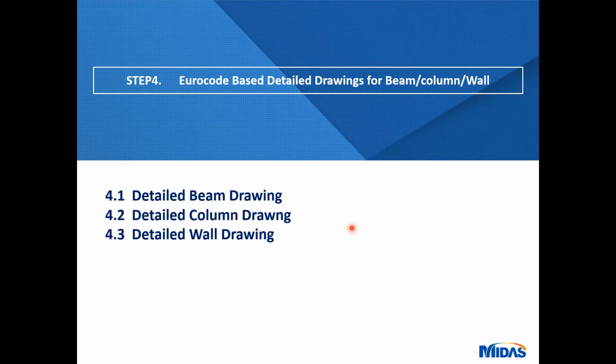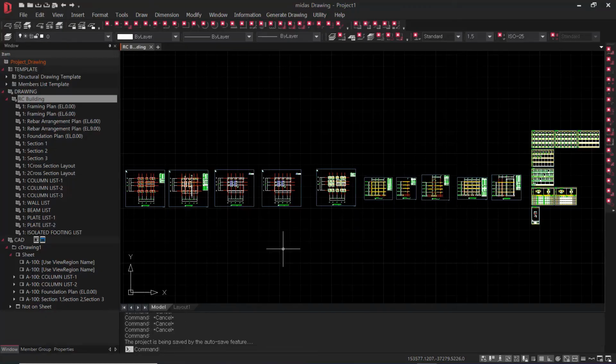The bar bending schedule drawing generated by MIDAS drawing is for beam, column, wall, and slab members. These detail drawings are based on Eurocode and are automatically generated in consideration of lap splices, development, and fabrication lengths. I will explain the setting method and principle to create a detailed drawing. Today's final topic is the detailed drawing of the bar bending schedule.